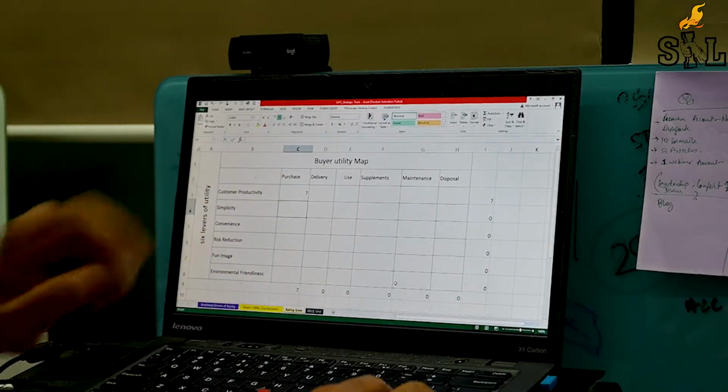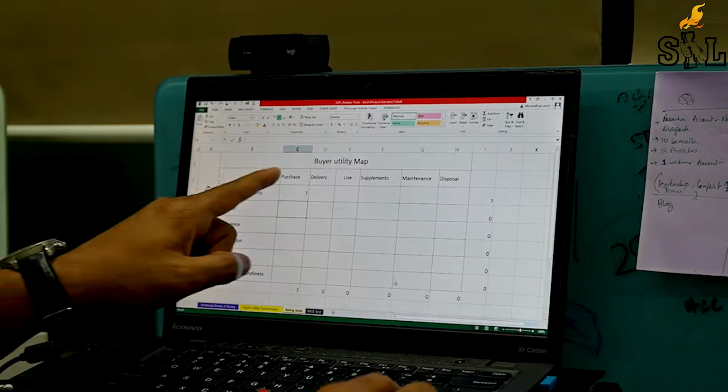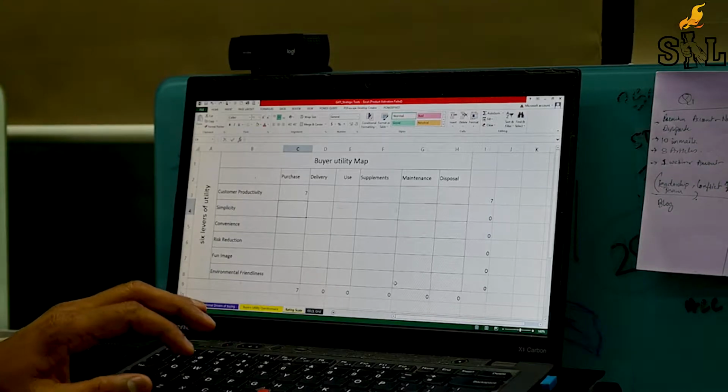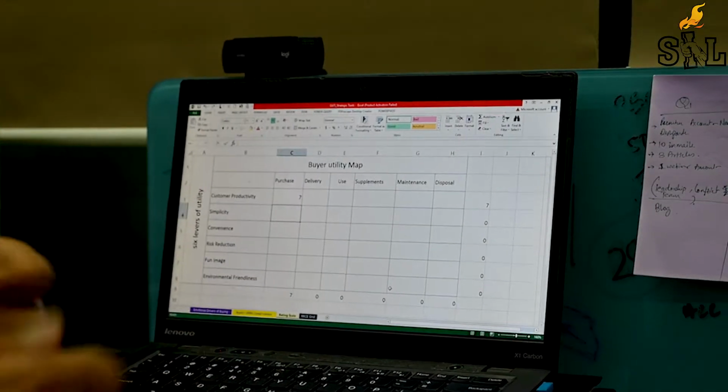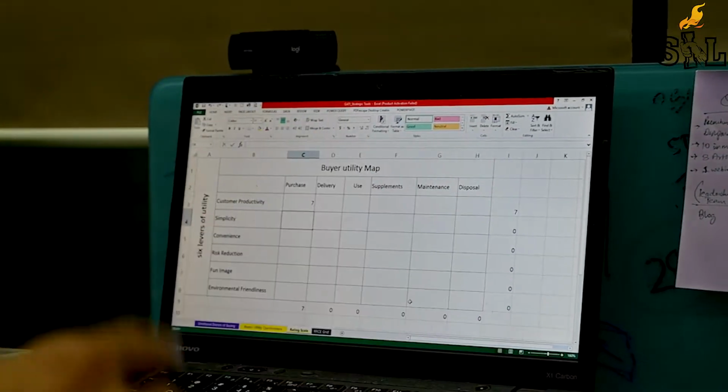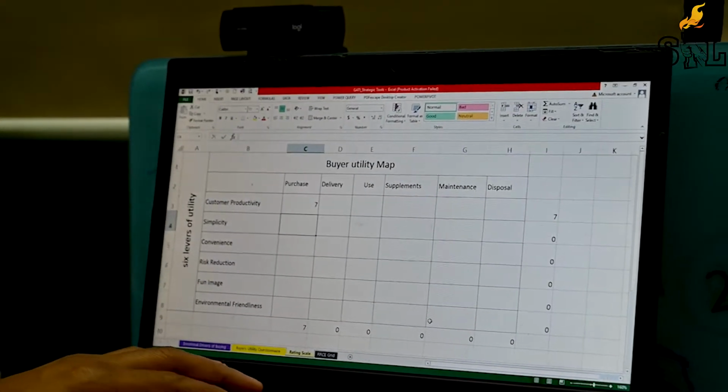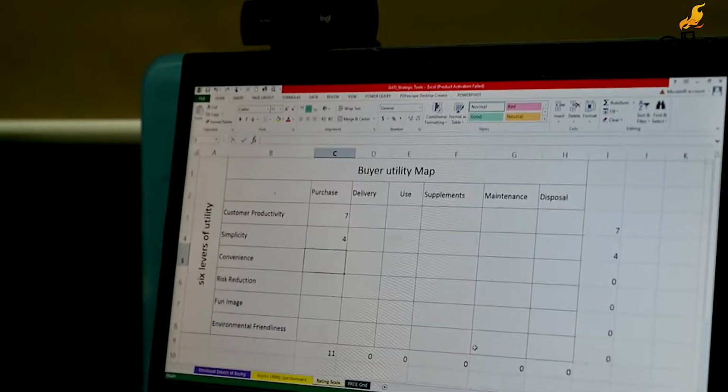Simplicity versus purchase. I have paper dockets right now. I need to write it right now. I do not have scanners. I do not have QR codes. Assuming, I'm not saying that you don't. I might want to say it is 4.